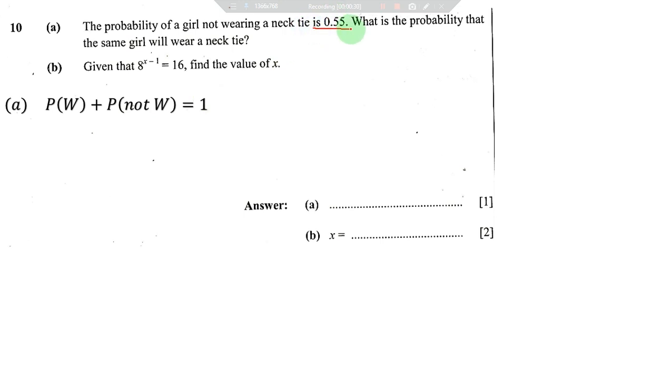This 0.55 is the probability of not wearing a necktie. So we're going to substitute it there. We'll have something like this: probability of wearing plus not wearing equals 1. Then this positive 0.55 needs to cross, needs to go where the 1 is.